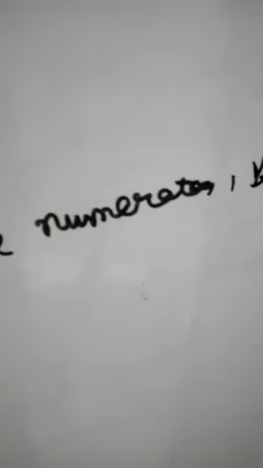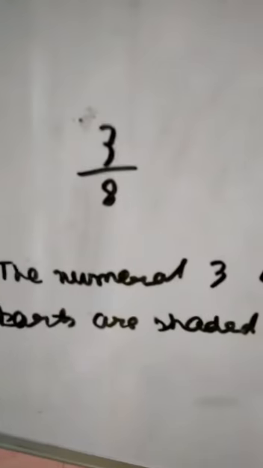For example, 3 by 8. The numeral 3 above the line is called the numerator. It tells how many parts are shaded. Suppose I give an example. If I draw a rectangle, it tells how many parts are shaded. So now I will shade three parts of this rectangle. I have shaded three parts of the box, and this box has eight parts.